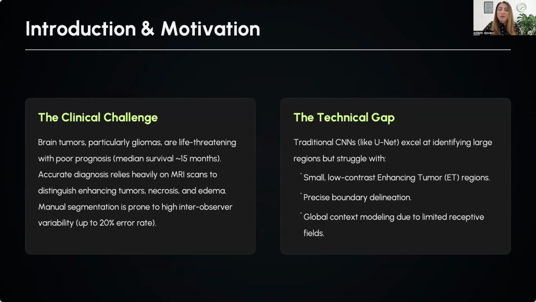While they are good at finding large regions, they struggle with two things. The first is small, low contrast regions, specifically enhancing tumor. And the second is global context, because standard CNNs have a limited field of view.